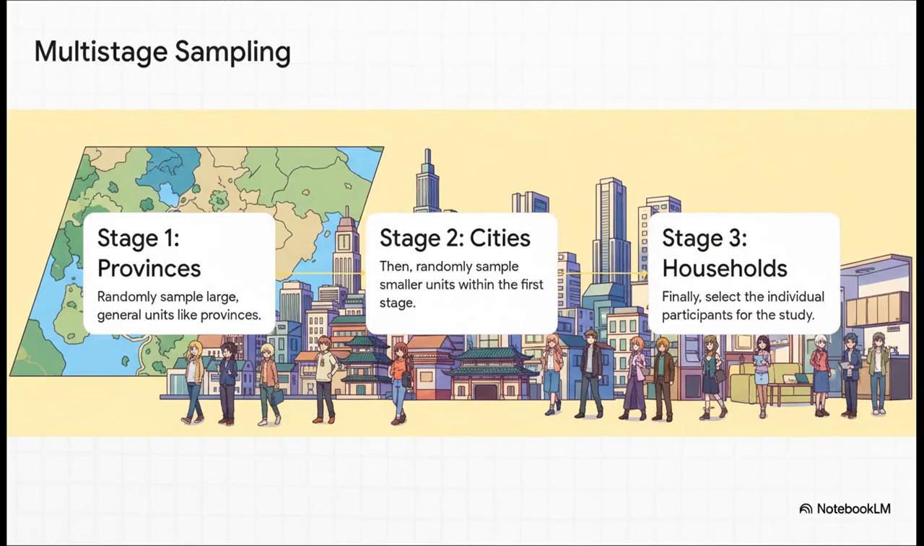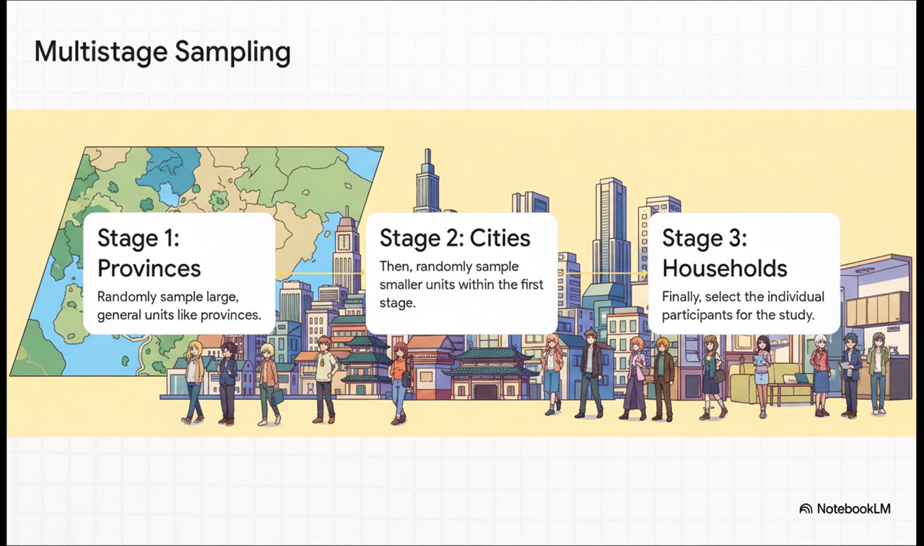And this breaks that down perfectly. Let's say you're doing a national study on unemployment. You're not going to list every household, no way. Instead, you do it in stages. You start big, randomly pick some provinces. Then you zoom in. Randomly pick some cities inside those provinces. And finally, you zoom in again.